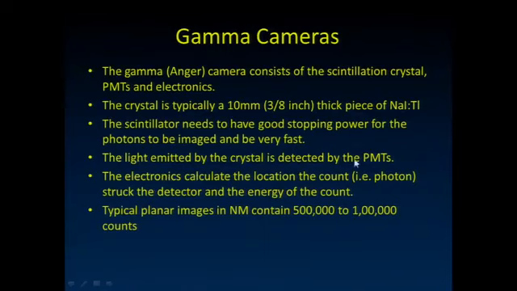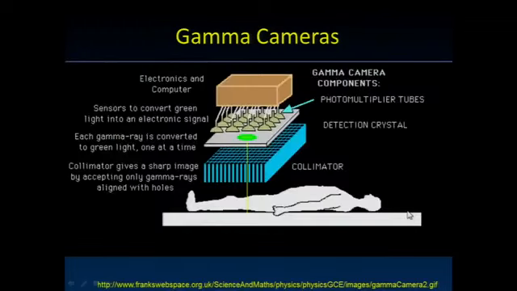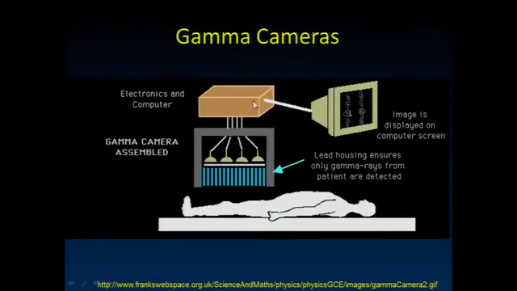That light emitted is detected by those PMTs, and the electronics are going to calculate that location as I talked about. And a typical nuclear medicine image contains about 1 million counts, okay? So there's that picture once again. And you've all been in the room while the imaging is going on. On the scope that's up there, it's showing the individual events that have occurred over the last, say, 5-second interval or so.